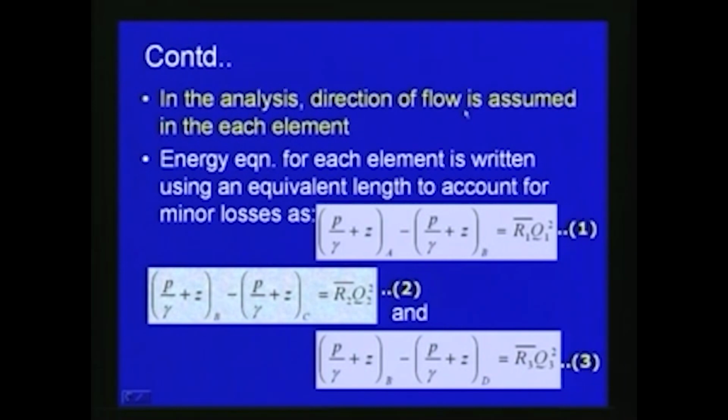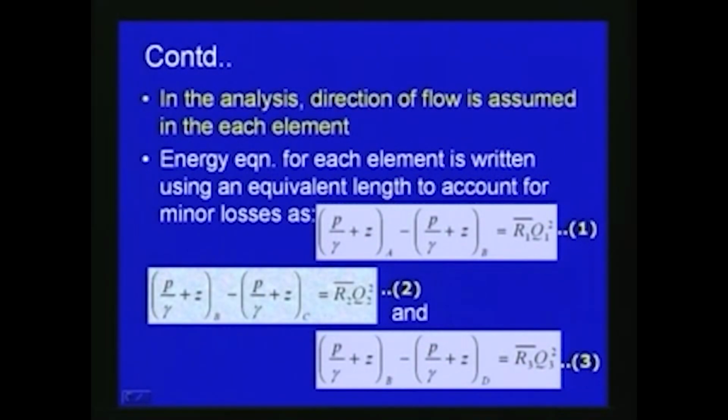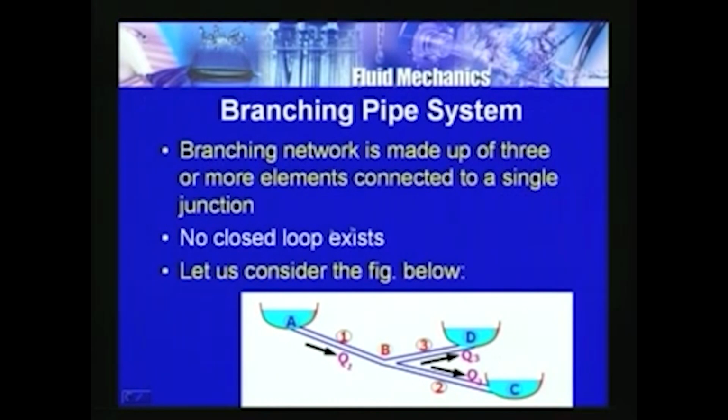So, we will assume the direction of flow, then work it out and see whether what we assumed is right or not. And as I mentioned earlier, the energy equation for each element is written using an equivalent length to account for the minor losses, as we discussed in the case of pipes in series and pipes in parallel. For branching pipes, we will now consider the sections between A and B, then B and D, and B and C.